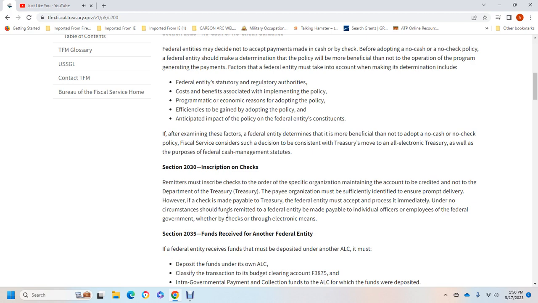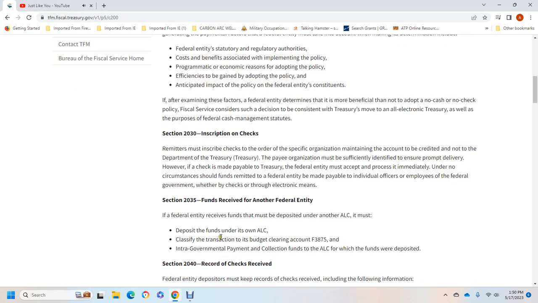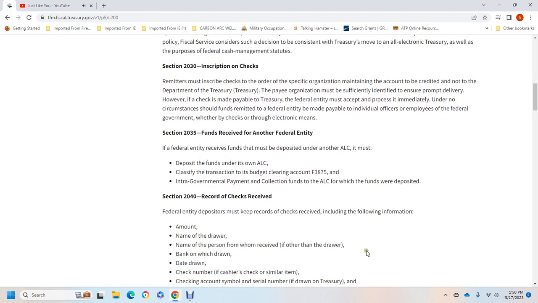Section 2035, Funds received through another federal entity. If a federal entity receives funds, they must be deposited under the agency location code. It must deposit funds under its own agency location code. Classic transaction, budget clearing account F3875, the Intragovernmental Payment Collection Funds, with the agency location code for which funds are deposited.